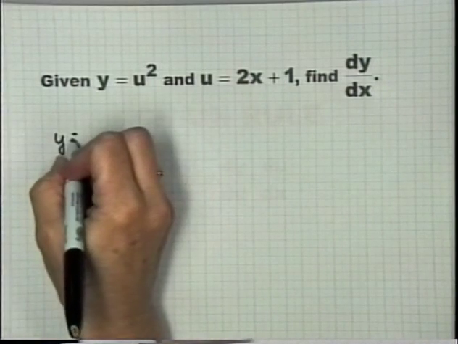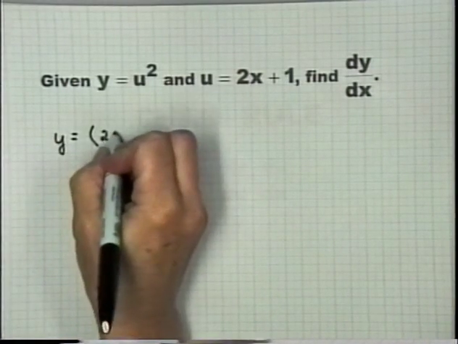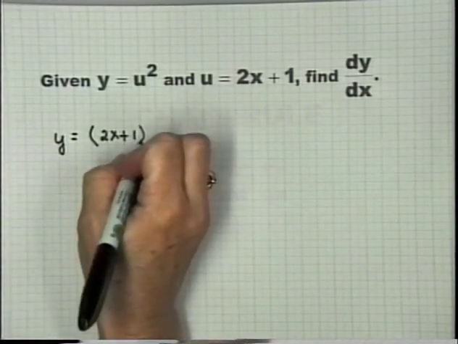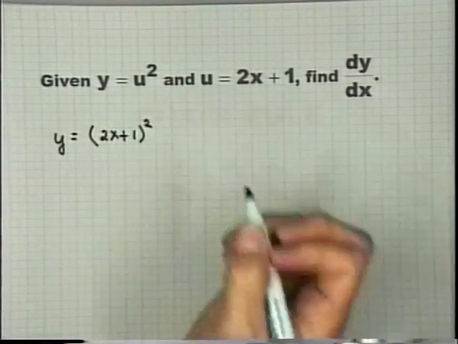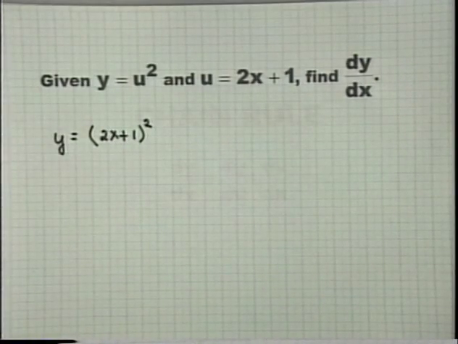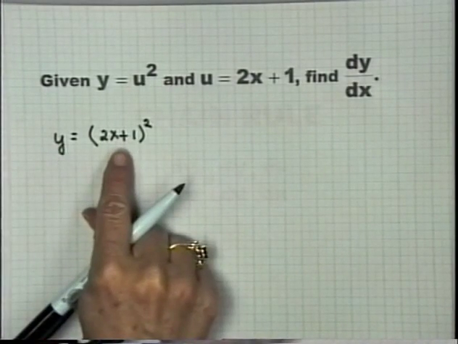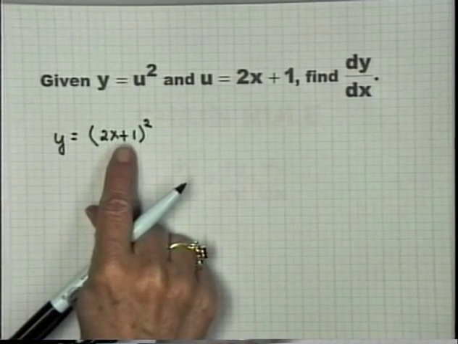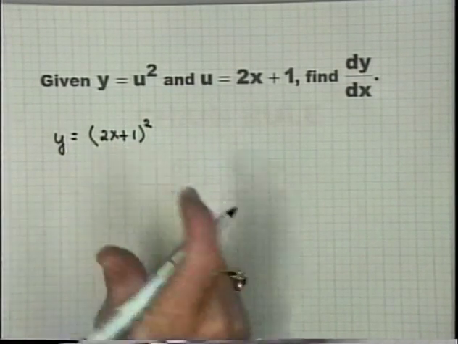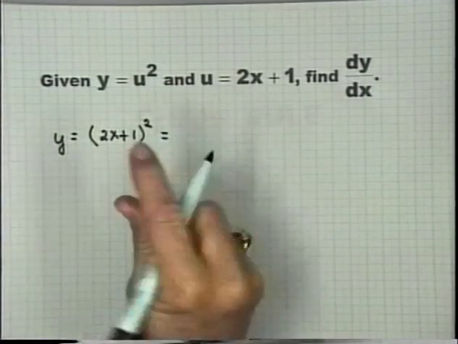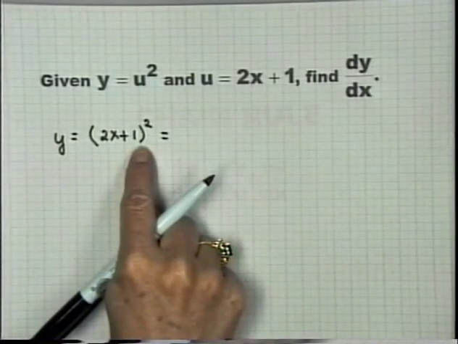So y would equal, in place of u, 2x plus 1, and notice u is squared, so y equals the quantity 2x plus 1 squared. Now I have y as a function of x. Now in this format, I don't know how to find the derivative because I need simple powers of x to do that. So what I'm going to do is simply square this binomial.